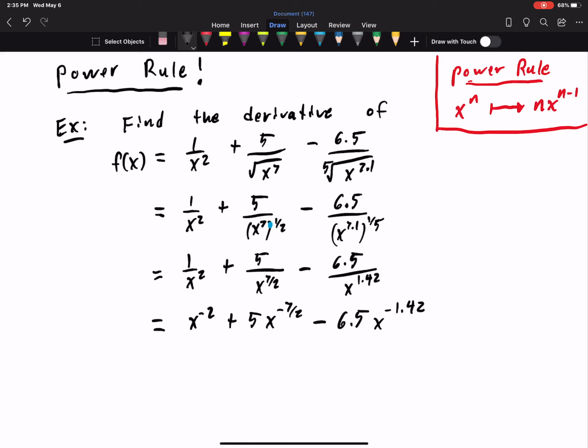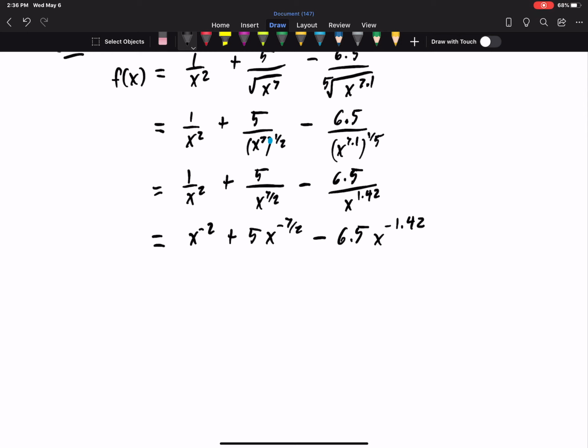Okay, now we have this in the general form that we need for the power rule. We have just a bunch of powers of x here. That's exactly what we need. So, deriving this gives us minus 2 x to the minus 3. Then we have 5 times minus 7/2, because we're going to bring this power down, including the negative in front, and multiply, and then subtract 1 from the exponent. So we have x to the minus 9/2.